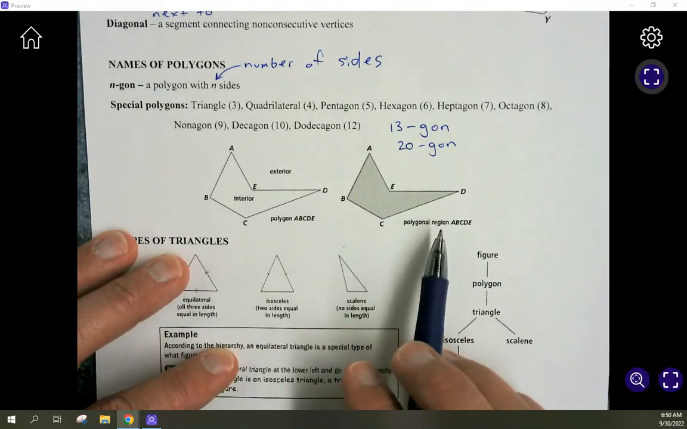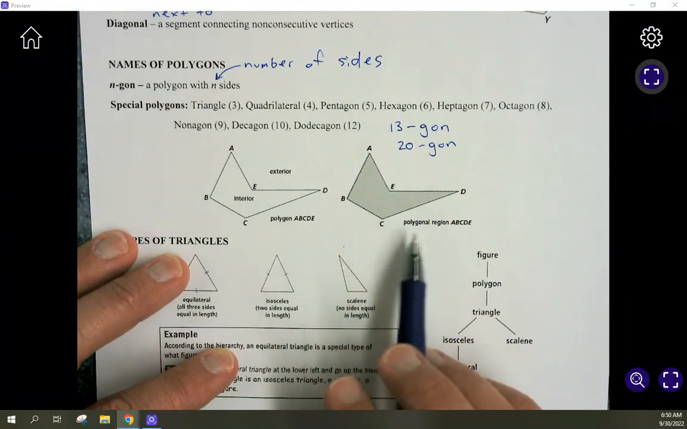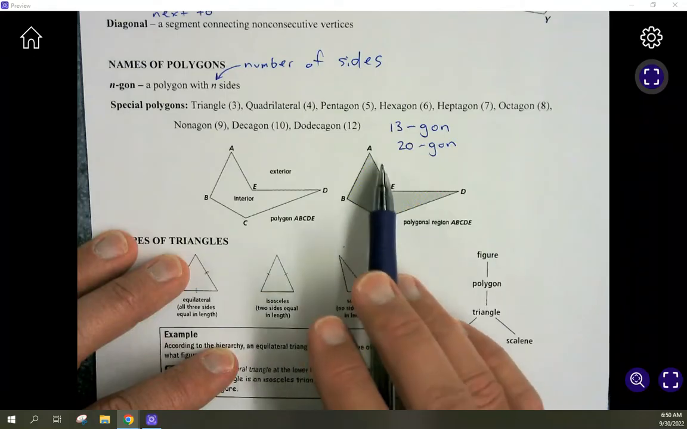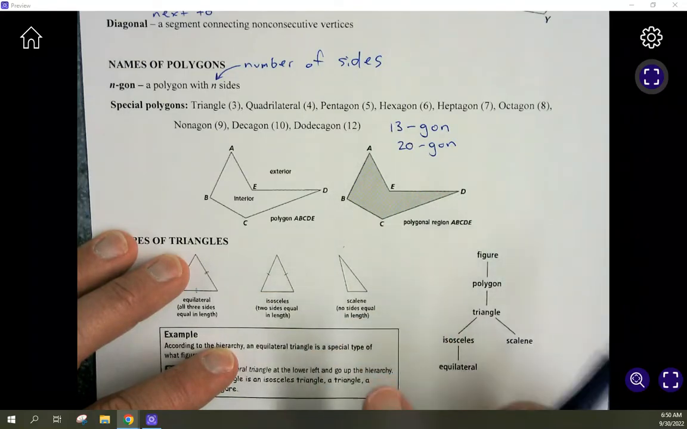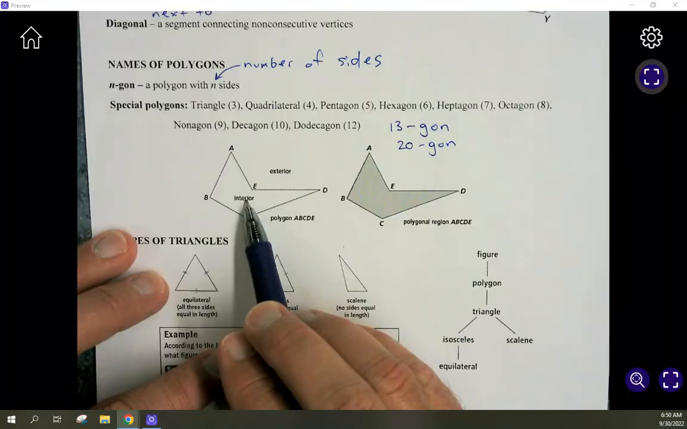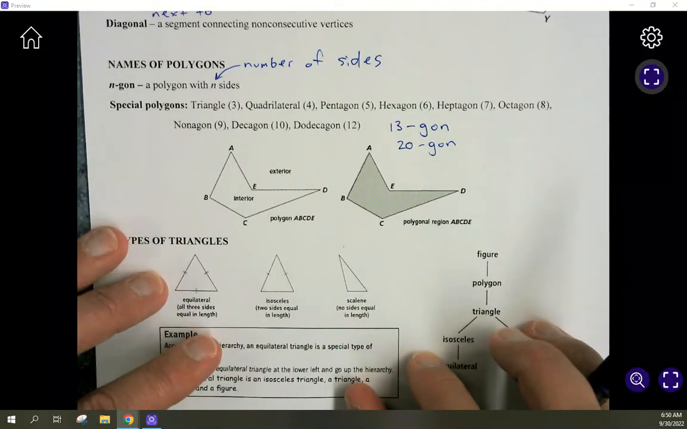Okay, so that's how we name the polygon, and we also can name the actual region that's inside of it. So the polygonal region is still named by the vertices that form that polygon, but we've got the interior region and we've got the exterior region. I think that makes sense.